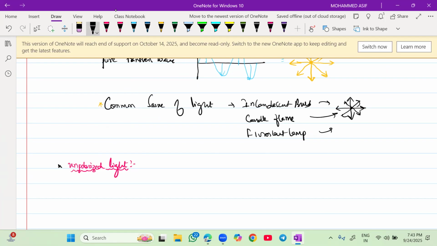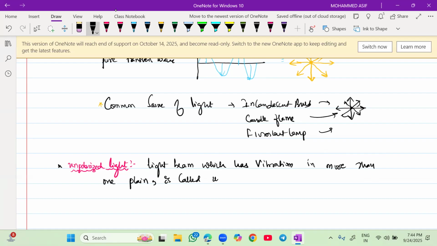So I can say that a light beam which has vibrations in more than one plane is called unpolarized light. Is called unpolarized light. Am I clear? It is called unpolarized light.